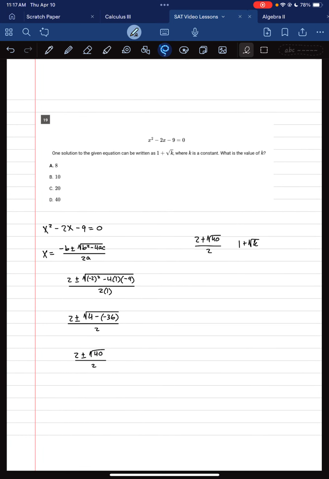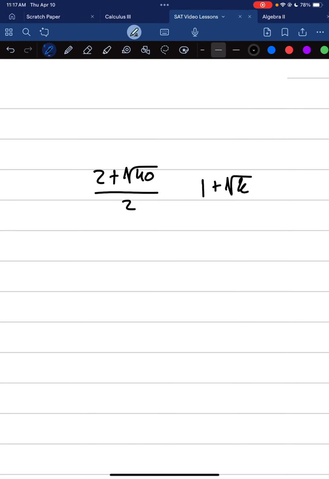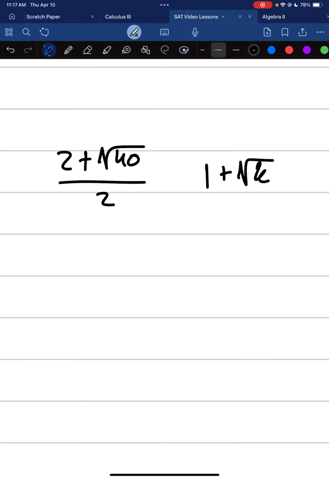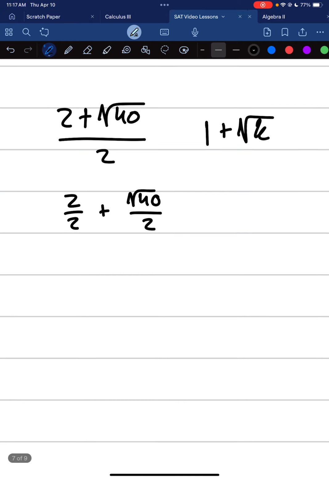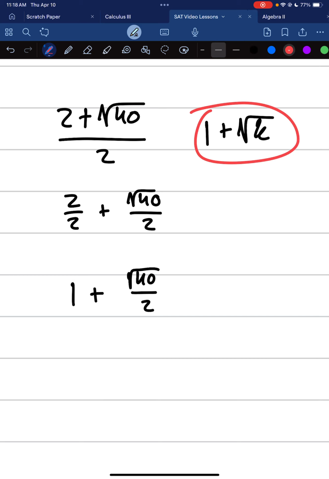I'm going to move this over here. I have 2 plus root 40 over 2, and one thing I can do to simplify this is divide both of these terms on the numerator by 2, since that's on the denominator. And I'm going to end up with 2 over 2 plus root 40 over 2. And now, 2 over 2 is just going to be 1. And over here, I'm going to have root 40 over 2. Now I'm closer to getting it to be in this form, since I have this 1 here. I have that locked in.